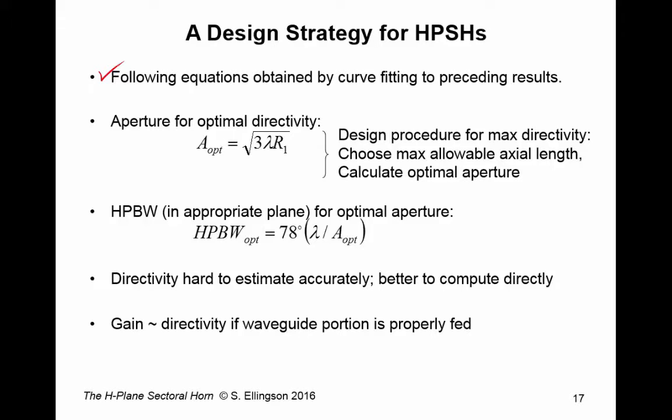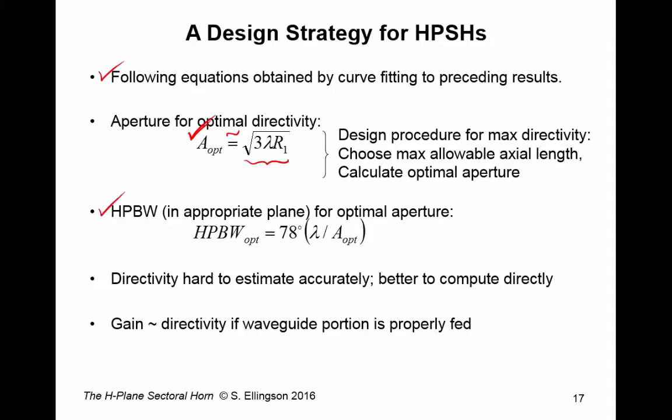So an empirically derived expression for the optimal value of A, call that A sub opt, turns out to be the square root of 3 times lambda times R1. So for example, one way to go would be to choose the largest value of R1 that you can accommodate, that is the longest horn that you're willing to put up with, and then you know that the directivity is optimized by choosing A to be this value, right? And I should point out, this is really an approximation, and it's, again, obtained by empirical analysis.